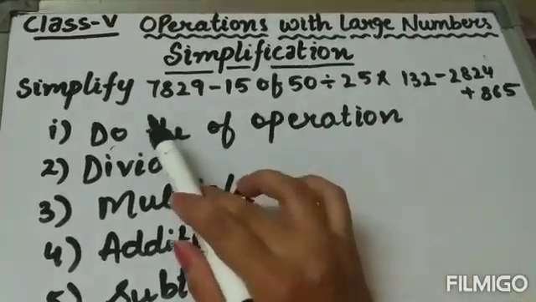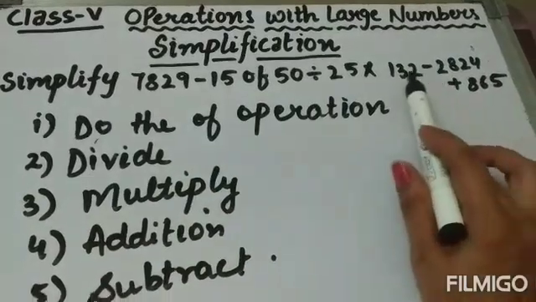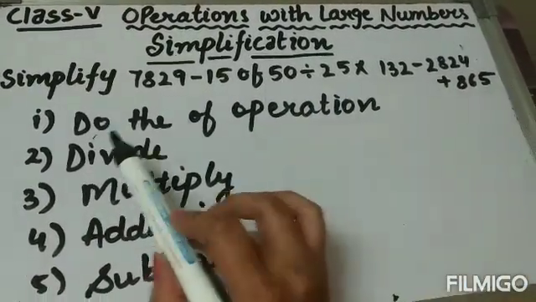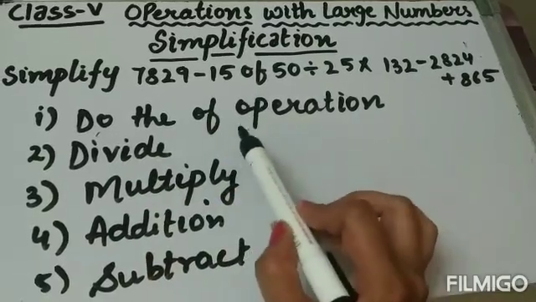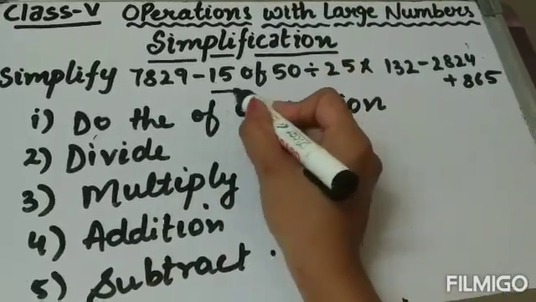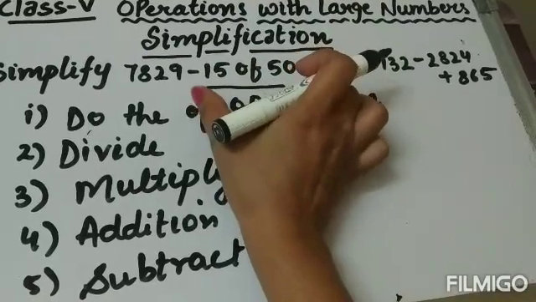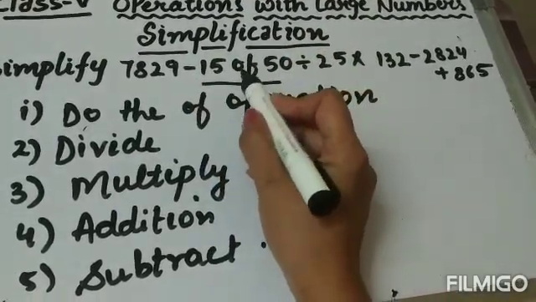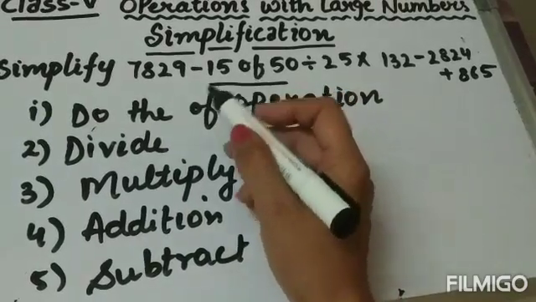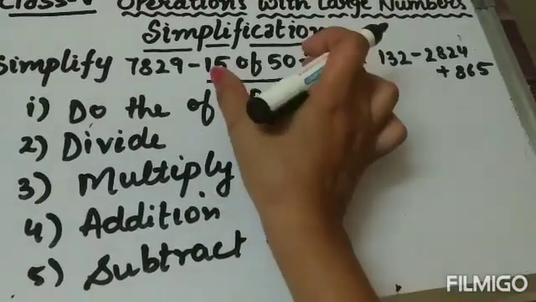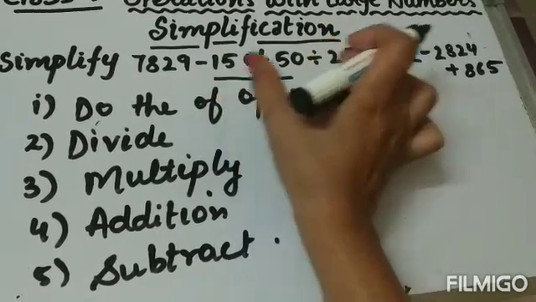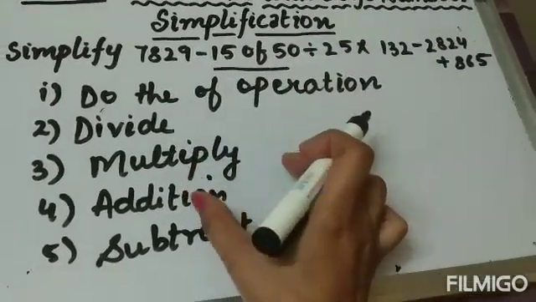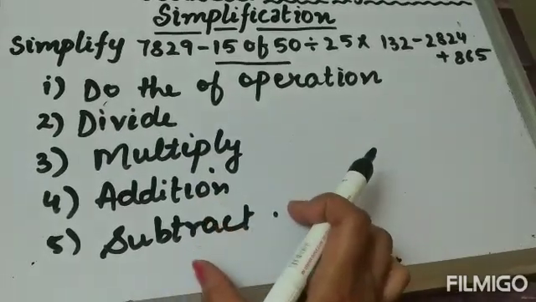Suppose we have to simplify this sum. First of all, we will solve the "of" operation. Means first of all, we will solve this part, 15 of 50, because "of" is in this part. Second is divide. After solving the "of" operation, we will divide. After that, we will multiply, then addition and then subtract.